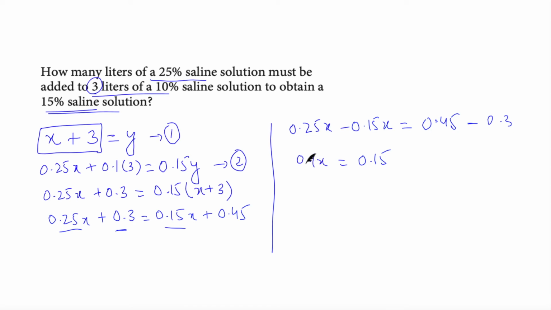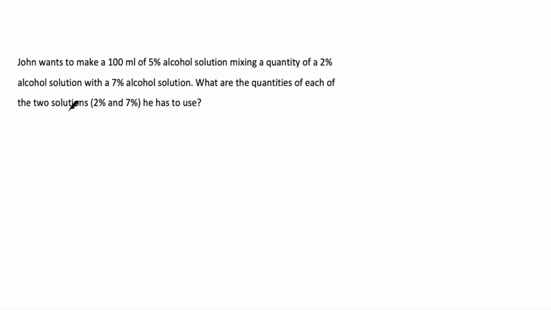So this is 0.1x, simply multiply both sides with 10. If I multiply this with 10 and this with 10 as well, what do I get? I will get x equals 1.5, or you can say 3/2 liters. This is your answer. Let's have a look at another question with a different variable.